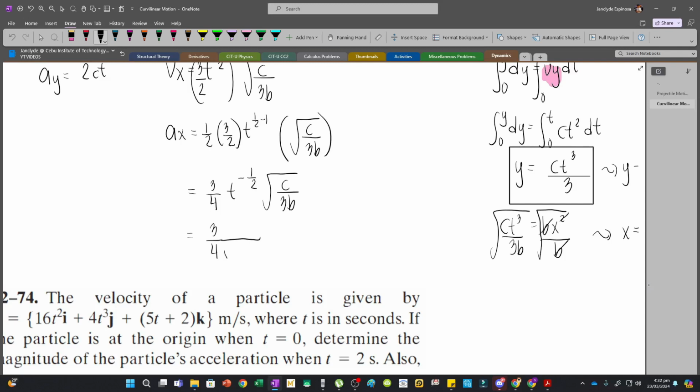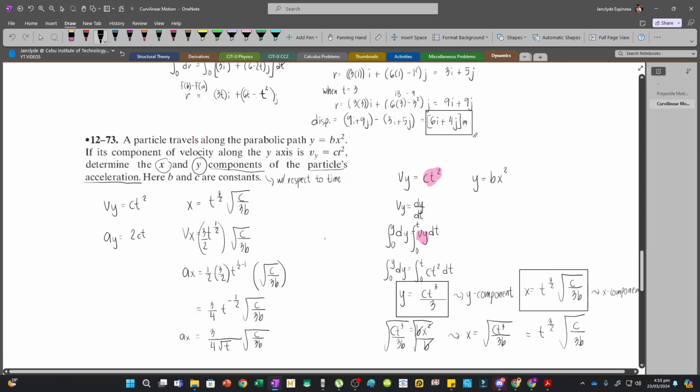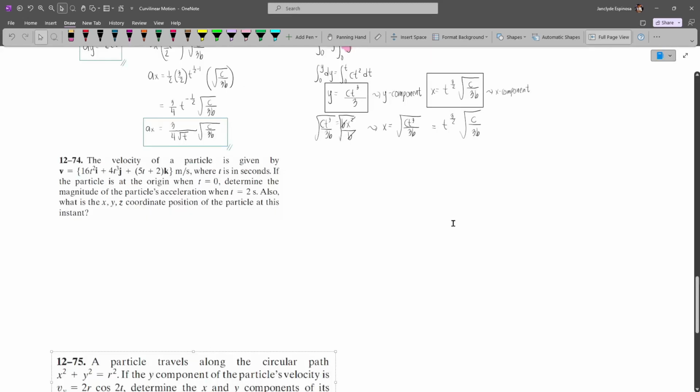So this is square root of t, and then multiplied by the square root of c over 3b. This is now the x component of our acceleration. So we now have the x and y components of the particle's acceleration. On to the next problem.